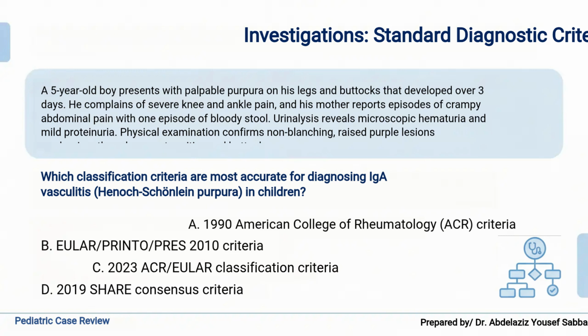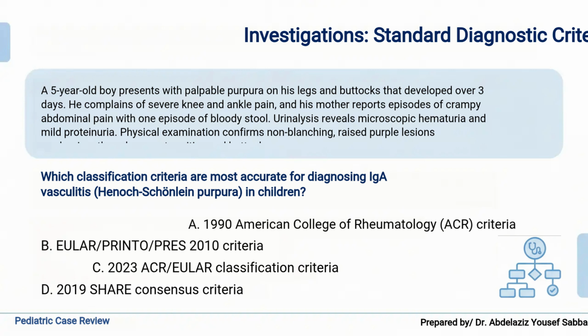days. He has severe knee and ankle pain and episodes of crampy abdominal pain with one episode of bloody stool. Urinalysis reveals microscopic hematuria and mild proteinuria. Physical examination confirms non-blanching, raised purple lesions predominantly on the lower extremities and buttocks. Which classification criteria are most accurate for diagnosing immunoglobulin A vasculitis, also known as Henoch-Schönlein Purpura, in children?